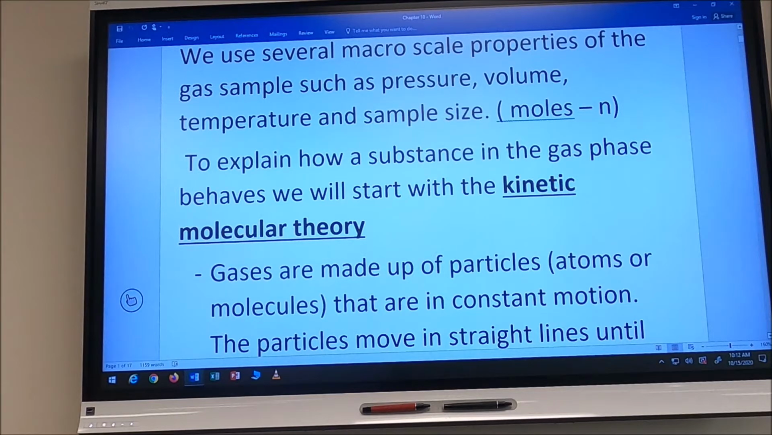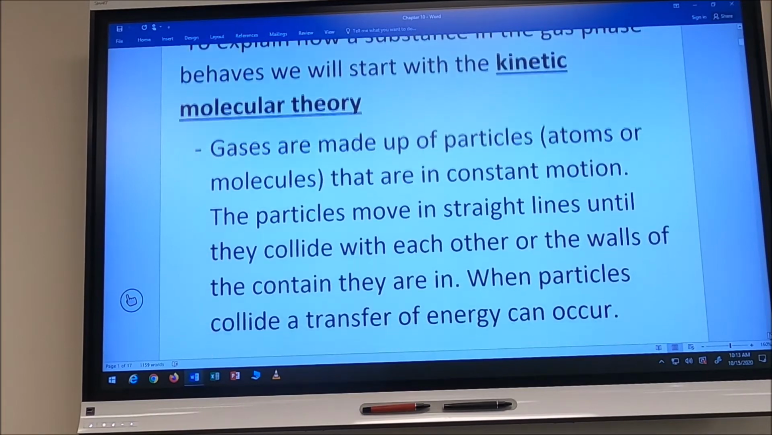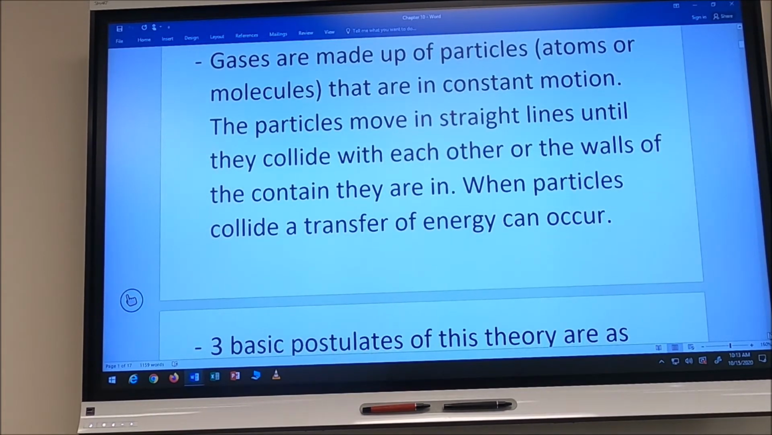And remember, a theory is an overarching explanation about why things are the way they are. Why do things behave the way they behave? In this case, why does something in the gas phase have these physical properties? Gases, then, we can think of as being made up of tiny particles, atoms or molecules, that are in constant motion. The particles move in straight lines until they collide with each other or the walls of the container they're in. When particles collide, a transfer of energy occurs.